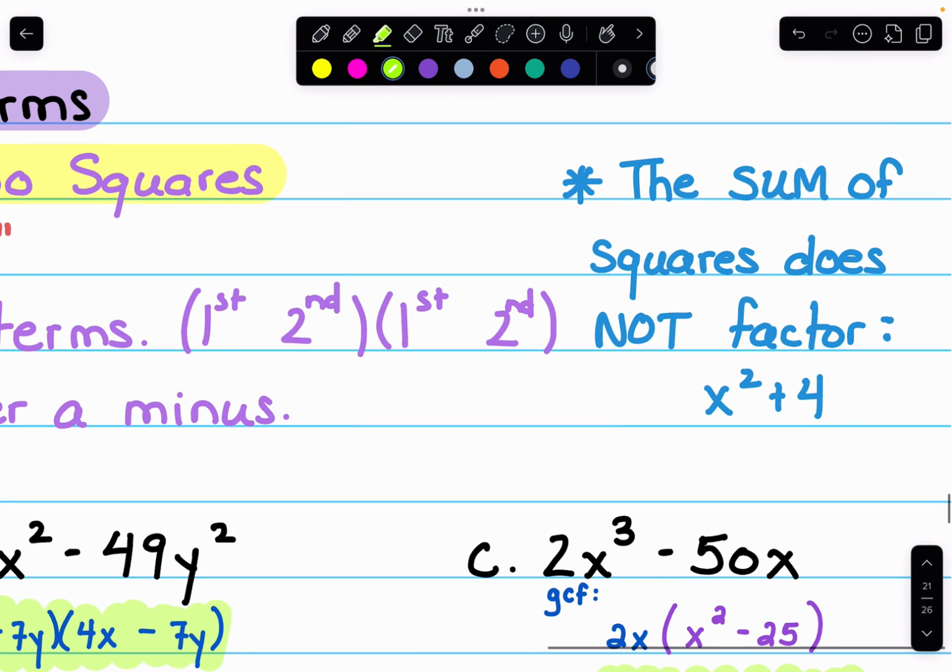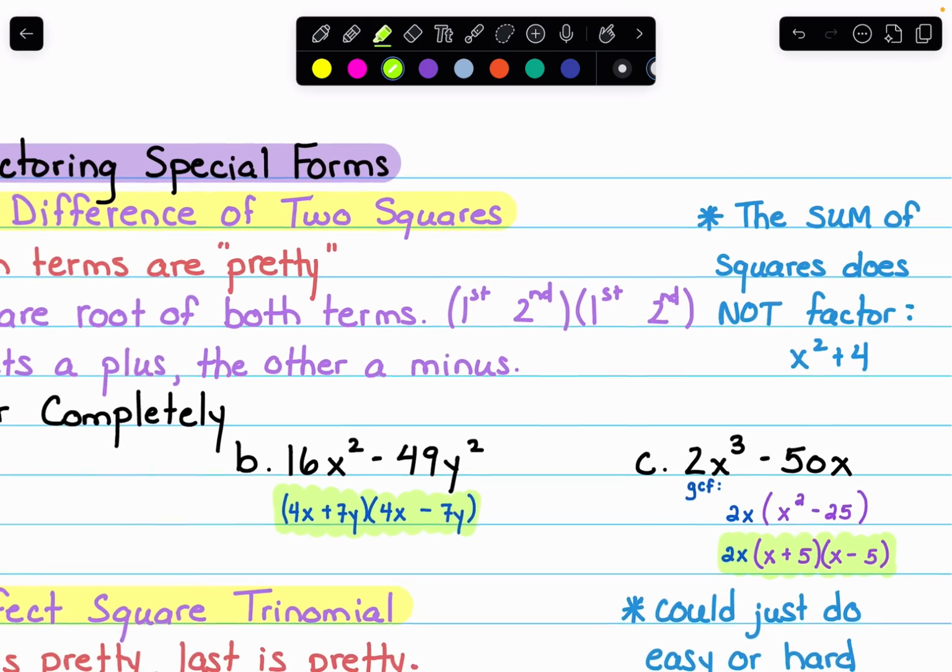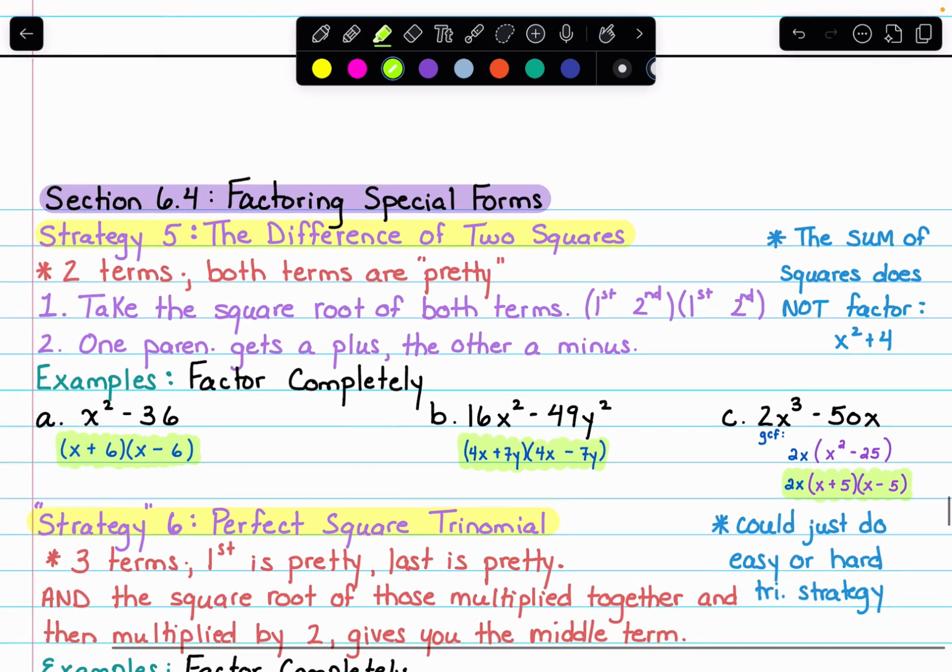This little note says the sum of two squares does not factor. So if I had x squared plus 4, it does not factor. X squared minus 4, that's the difference of two squares, and that does factor, right? So just make sure you have a minus sign. It's the difference of two squares, okay?